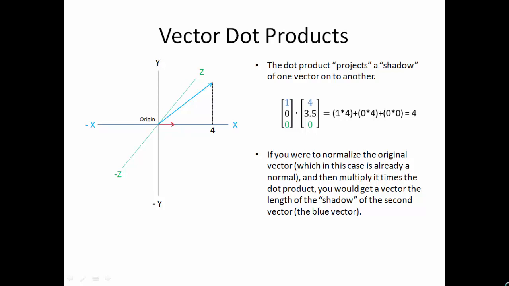And if you were to take the x-axis vector, the x-axis normal, and multiply it times the scalar 4, it would lengthen it so that it basically comes to the point on the x-axis where that dotted line is at. And its length would be 4 at that point. And if you imagine a light shining down the y-axis from above, it would turn the blue vector into a shadow on the x-axis that would be exactly the same as that x-axis vector of 4 length. So basically you're mathematically casting a shadow of a vector onto an axis. If you were to normalize the original vector, which in this case is already a normal, and then multiply it times the dot product, you get a vector the length of the shadow of the blue vector.